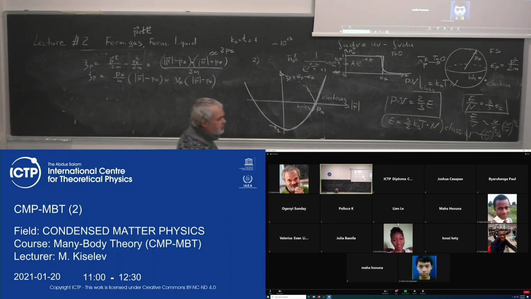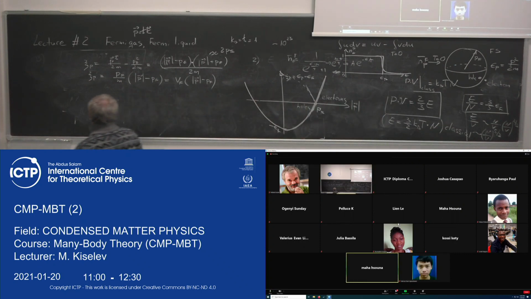Now we have a very legitimate question. When are the quasi-particles well defined? What is the condition? Suppose we take a wave packet. So we have our many-body system, and we take a wave packet out of this many-body state.